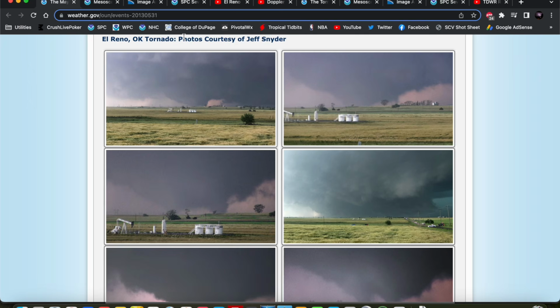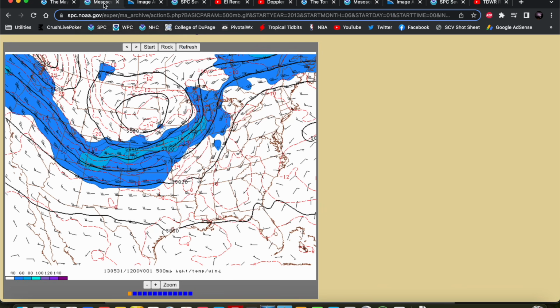But for now, we'll just look at the overall surface pattern with these events to show you how similar it was to the Joplin event. So, again, this was the May 31st, 2013 El Reno, Oklahoma tornado. And just like our Joplin event, notice where our 500 millibar trough is here.